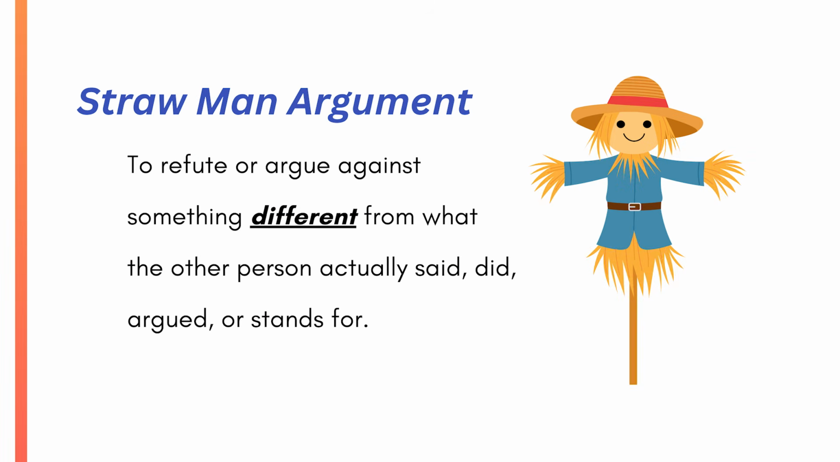But who cares about that right now? We're here to explain what it is. Somebody makes a straw man argument when they refute or argue against something different from what the other person actually said, did, argued, or stands for. They're not attacking the real thing. They're attacking a straw man, a scarecrow, an artificial thing, you could say.